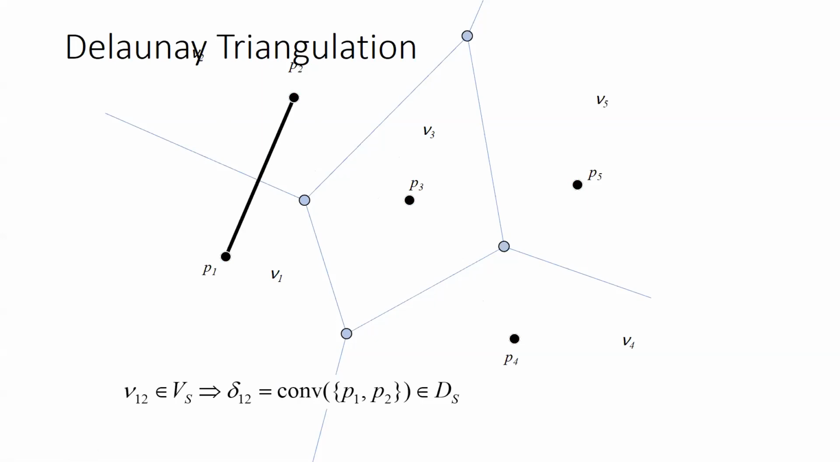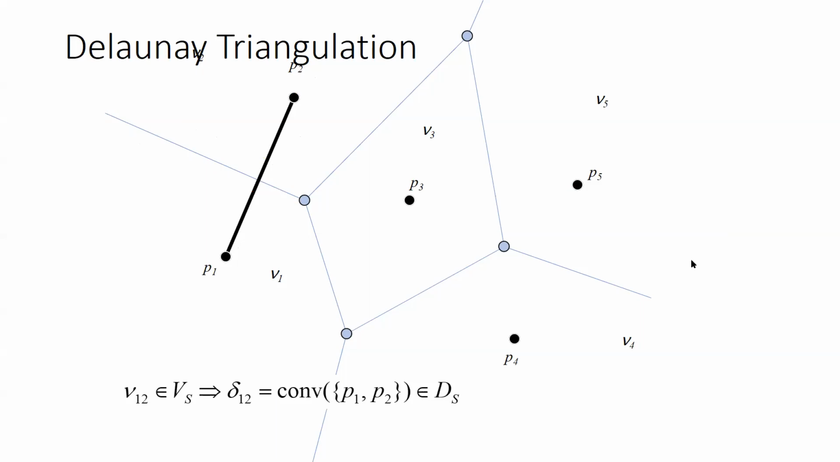P1 and P2 are intersecting at V12. V12 means this edge. So the vulnerable cell of P1 and the vulnerable cell of P2 actually intersect on this edge, which is a non-empty intersection. If they're non-empty, then I actually add the straight line between P2 and P3, P1 and P2.